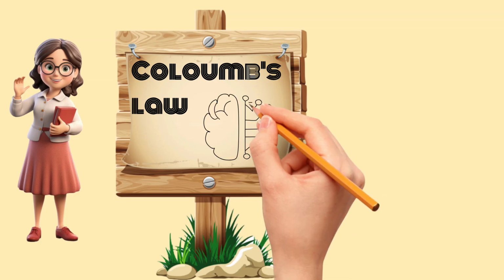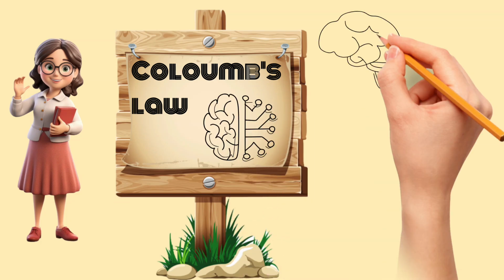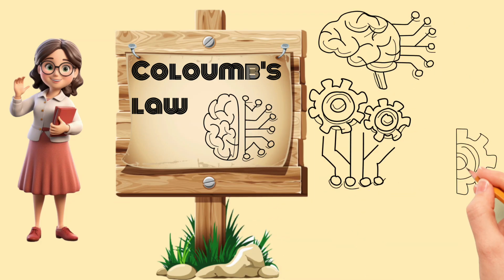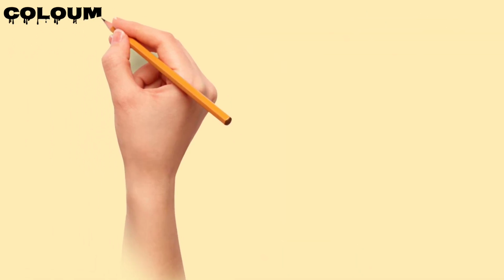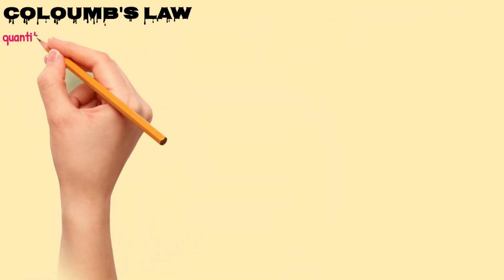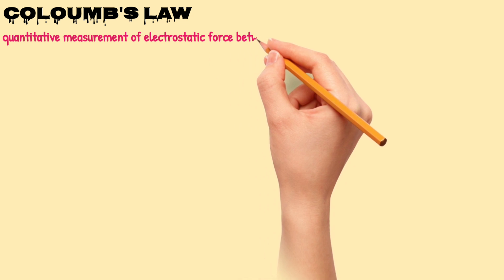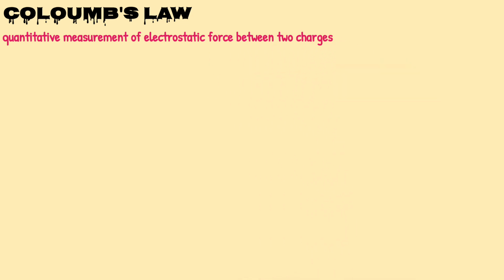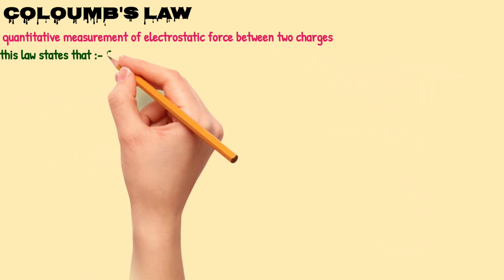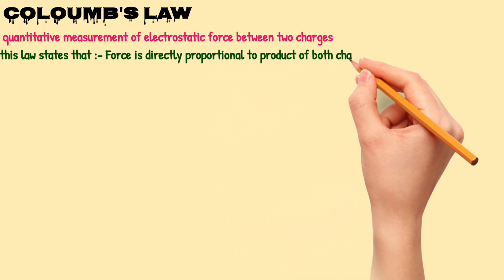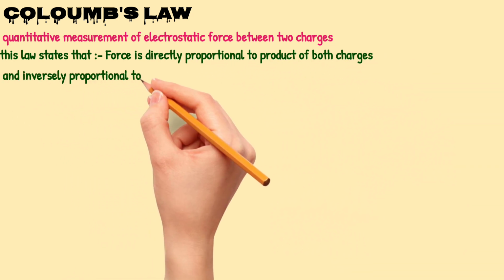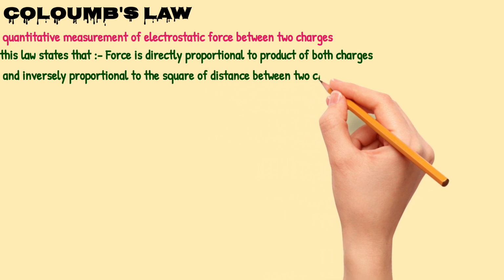And I am sure that after today this topic will become very easy for you. So let's get a start with our topic without any delay. Basically, Coulomb's law is about quantitative measurement of electrostatic force of interaction between two charges. This law states that force is directly proportional to the product of both charges and inversely proportional to the square of the distance between the two charges.